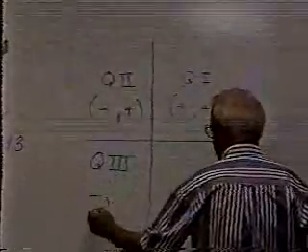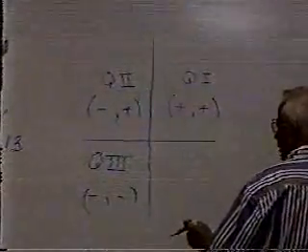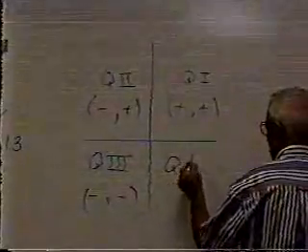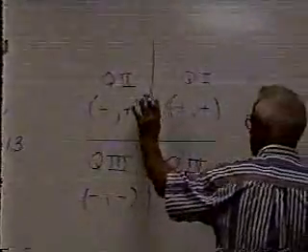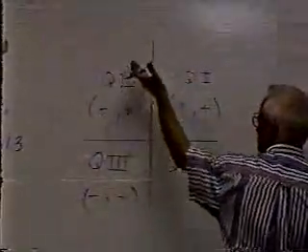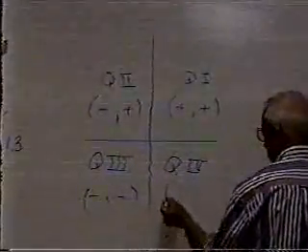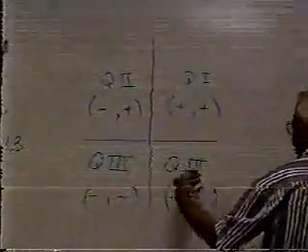X's are negative, y's are negative also. Now, like I said, you can memorize this, and you better know it real well to use it. Quadrant 1, plus plus. Quadrant 2, x is negative, y is positive. Quadrant 3, both negative. Quadrant 4, x is positive, y is negative.